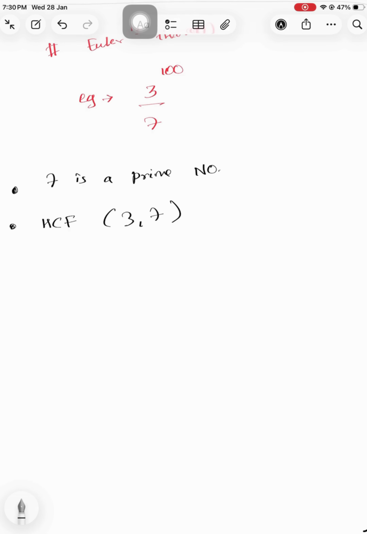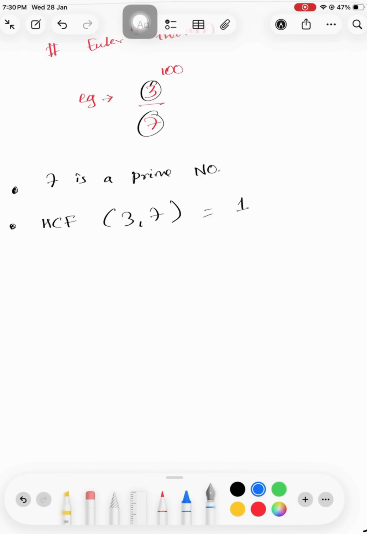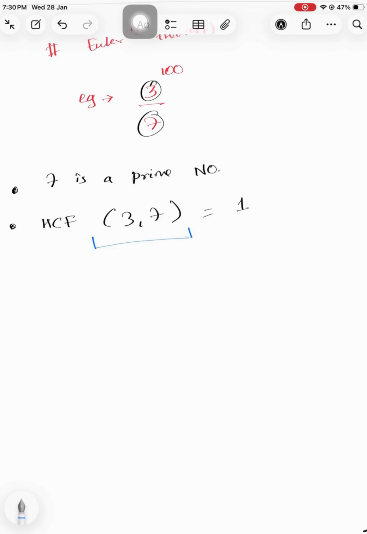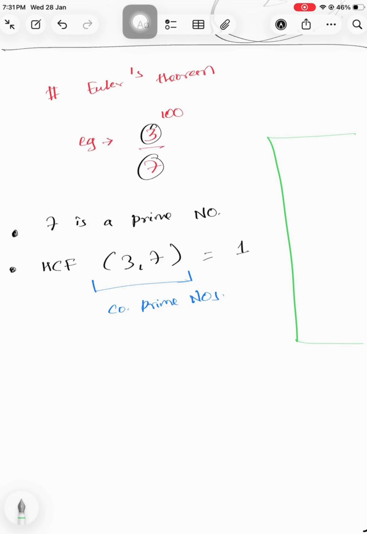Now for example, let's take another value, which is 3 raised to the power 100 upon 7. Now Euler's theorem states that the base value, which is 3, and the number given in the denominator, which is 7 over here, should be co-prime numbers. So co-prime numbers are a set of numbers whose highest common factor is always 1. So 3 and 7 have an HCF of 1.